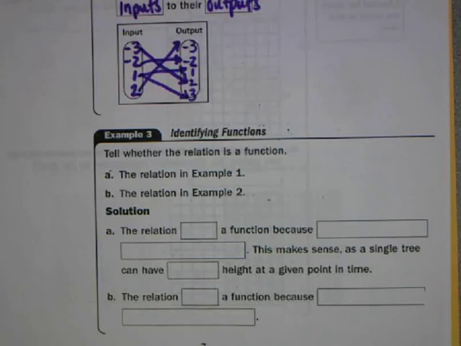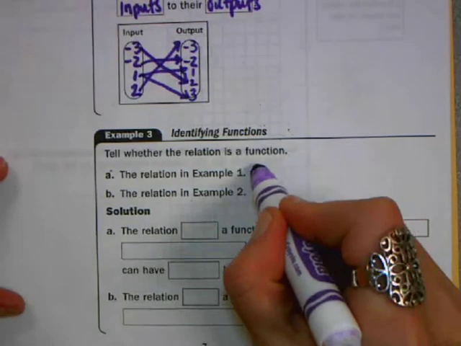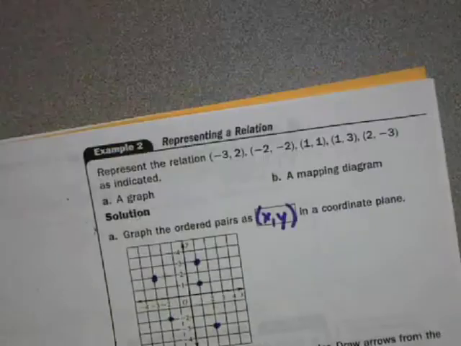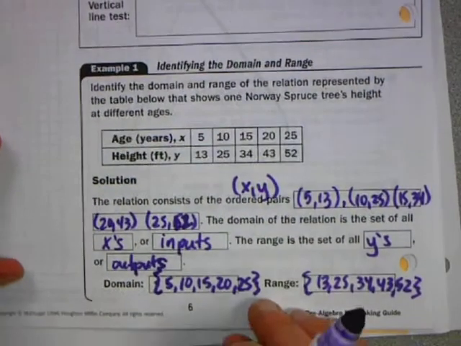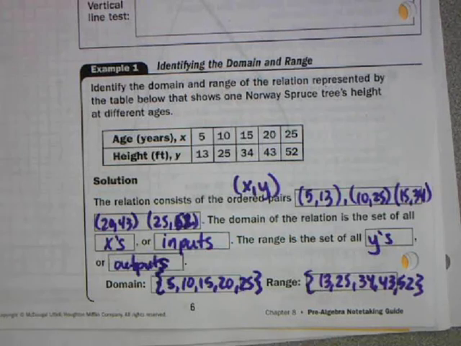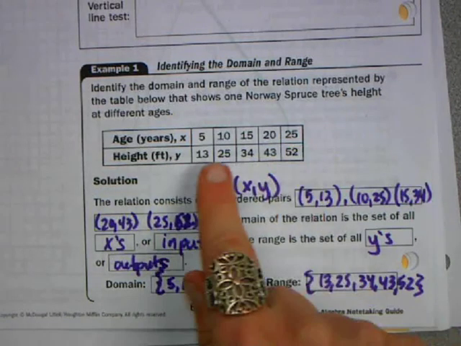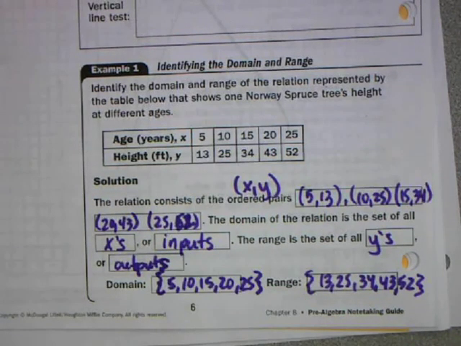It says tell whether the relation is a function. So it wants us in part A to look at example 1. Example 1 is on the previous page, on page 6. Right here, it was the spruce tree. And we need to decide if it is a function. Now our trick if something is a function is if each input has one unique output. And my trick, remember, was, does X repeat? Now X does not repeat, so each output went with one input. Each input has a unique output. So this is a function.